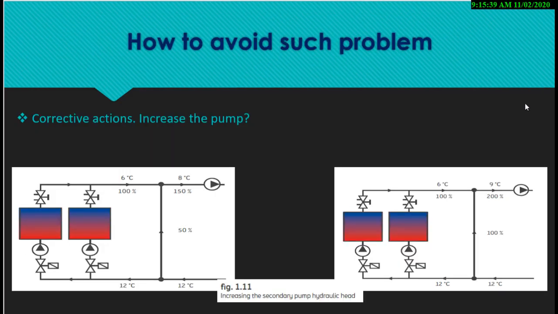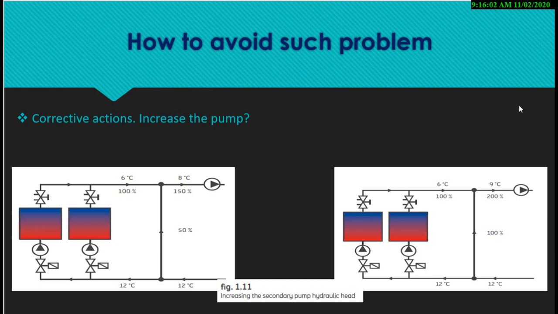So how to solve the change condition issues? Shall we take a corrective action to increase the pump? Let's try to increase the pump and see what will be the result. What would be the result?